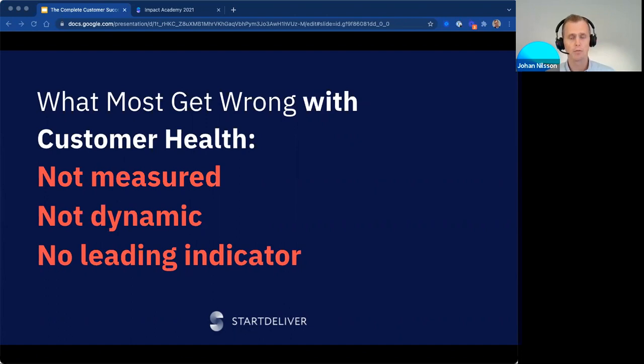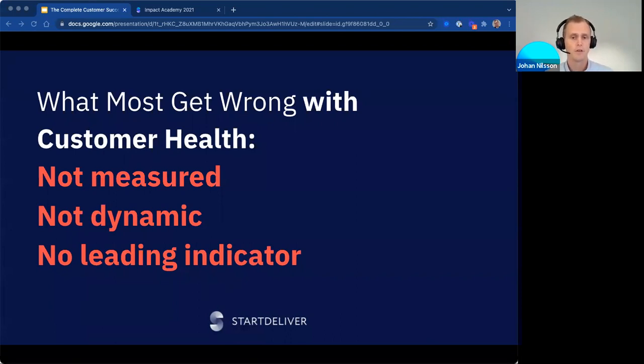And some common mistakes, I myself have seen this many times. One part is, of course, that it's not measured, or in some rare cases, people do this too complex. They overdo this. And the end result is the same. So not measured, or doing too much or too complicated a model that nobody understands, that doesn't help really.